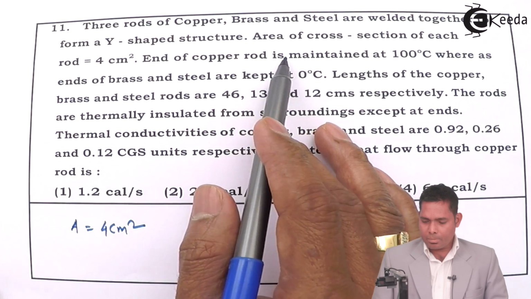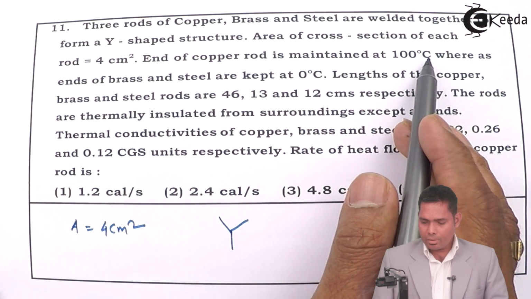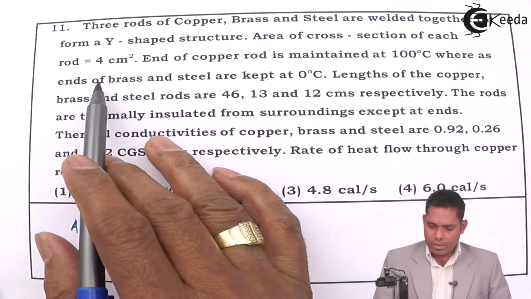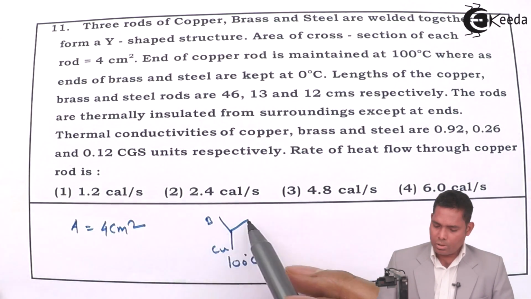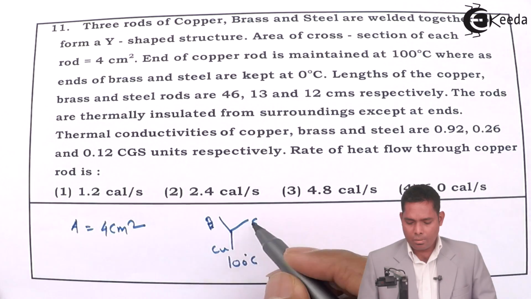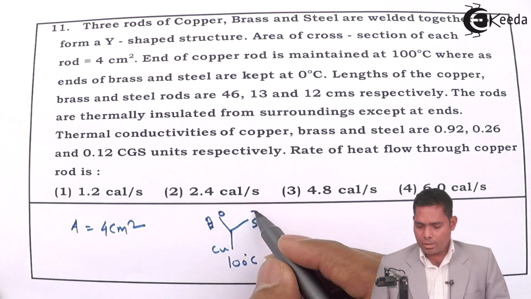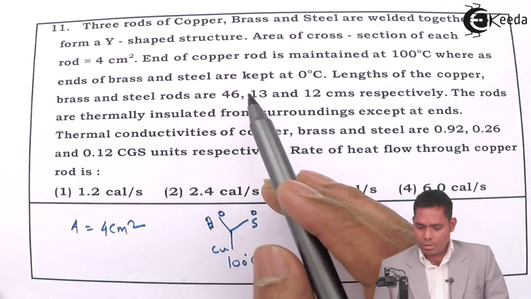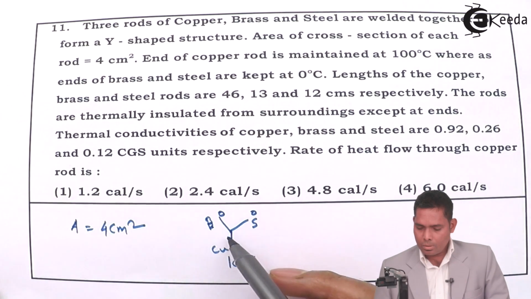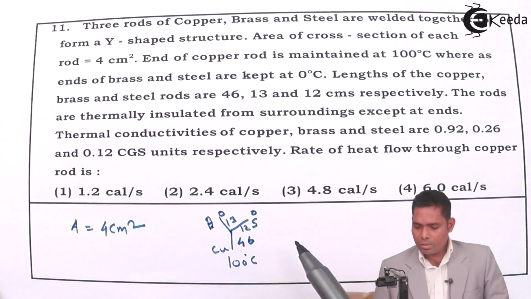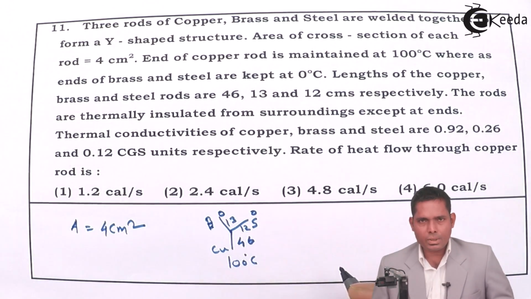The end of the copper rod is maintained at 100 degrees centigrade. Suppose this is copper, maintained at 100 degrees centigrade, whereas the ends of brass and steel, suppose this is brass and this is steel, are maintained at 0 degrees centigrade. The lengths of copper, brass and steel are 46, 13 and 12. I'll draw it properly afterwards.